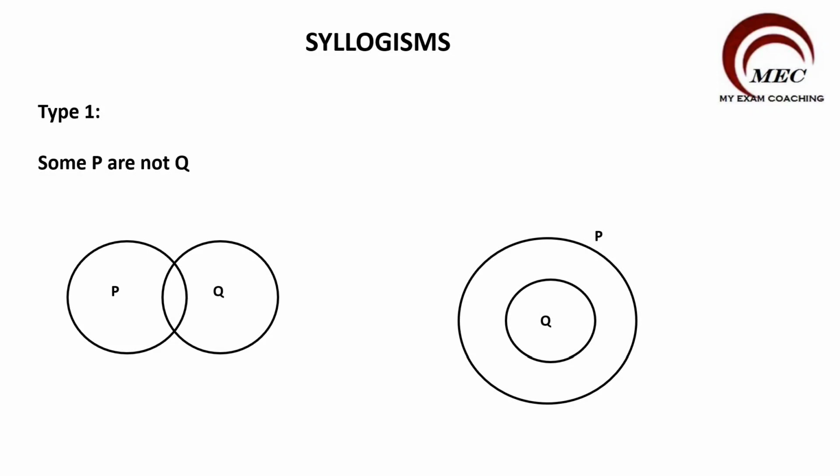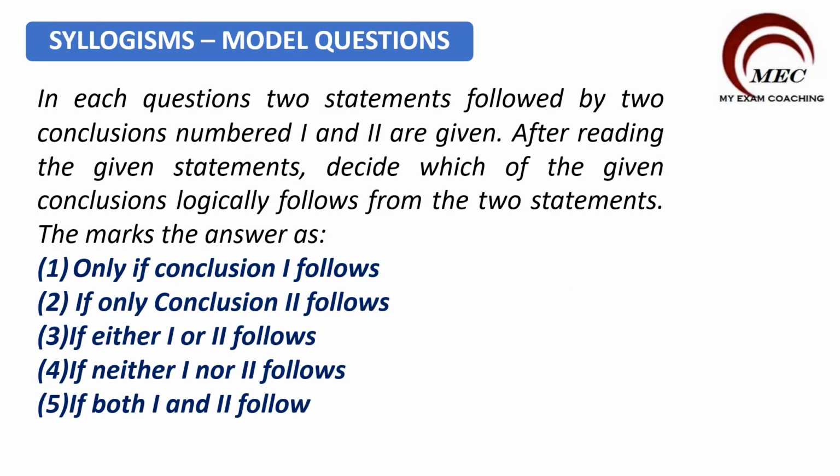Type 1 we have seen. Some P are not Q also will be the same as some P are Q. Okay, the model questions will be like this. Now how to mark your answer? In each question there will be two statements, and those two statements will be followed by two conclusions. Two statements and two conclusions.